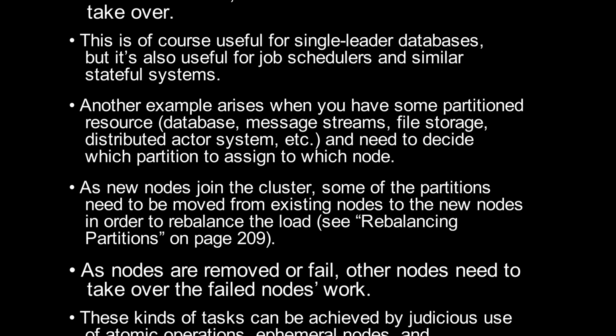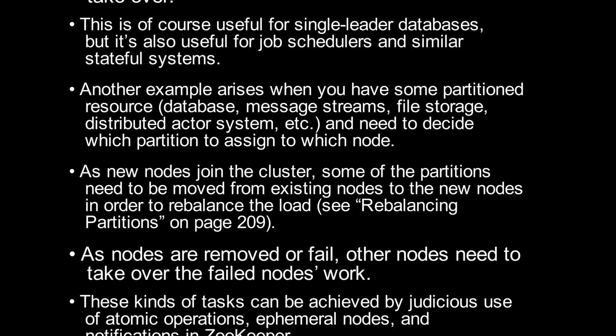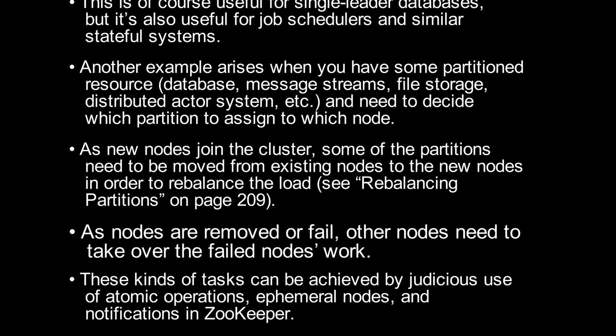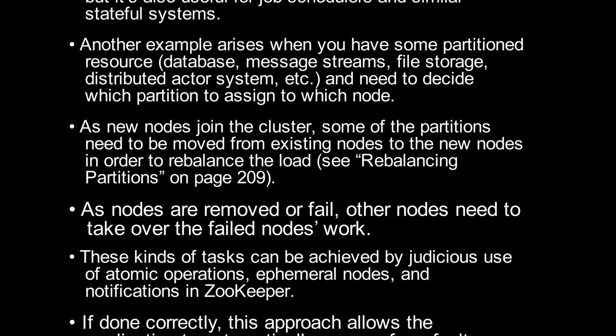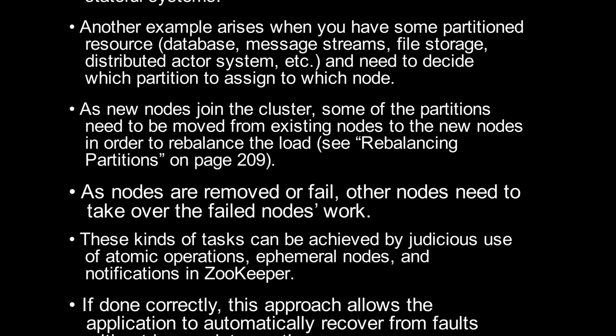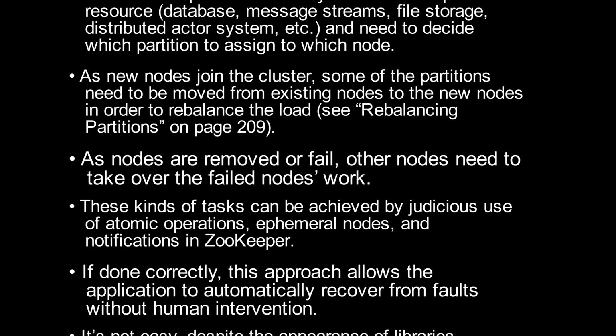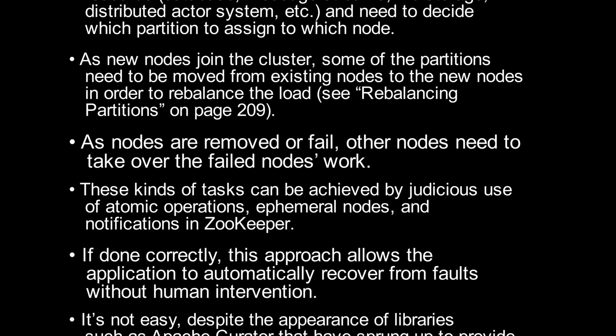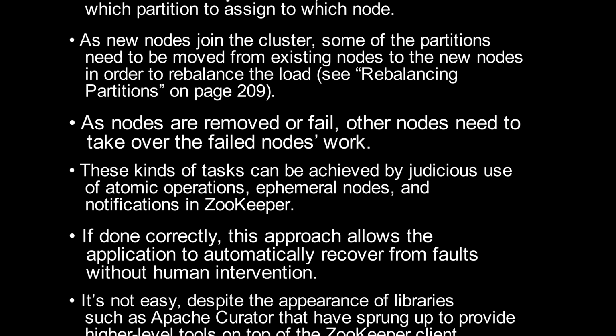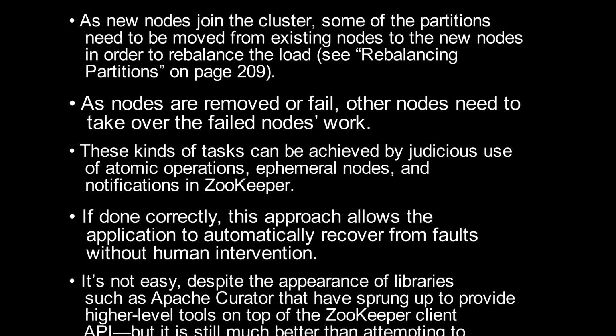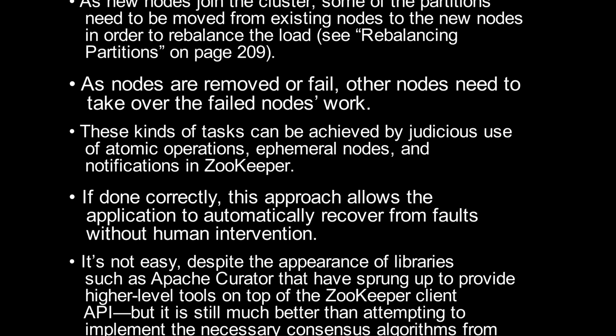See rebalancing partitions on page 209. As nodes are removed or fail, other nodes need to take over the failed node's work. These kinds of tasks can be achieved by judicious use of atomic operations, ephemeral nodes, and notifications in Zookeeper. If done correctly, this approach allows the application to automatically recover from faults without human intervention.